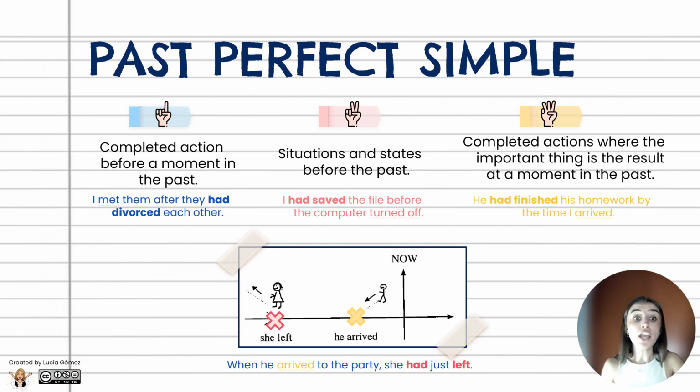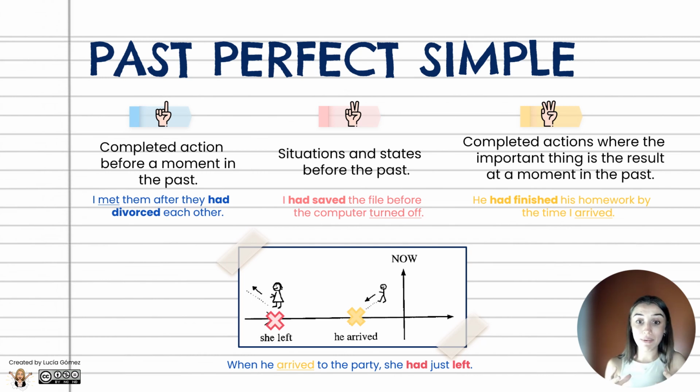Then in pink, you have another example that is exactly the same thing, but in this case with situations and states that also happened before the past. For instance, I had saved the file before the computer turned off. That means I didn't lose what I was writing.